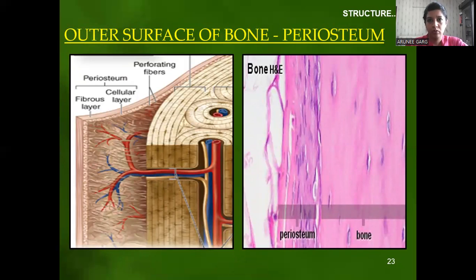The outer surface of the bone is called the periosteum. You can see the periosteum consists of two layers again. The fibrous layer, which is the outermost layer. This is the periosteum. The outermost layer is the fibrous layer, and the inner is the cellular layer. So, the two parts of the periosteum. The periosteum runs along the outer surface of the bone.